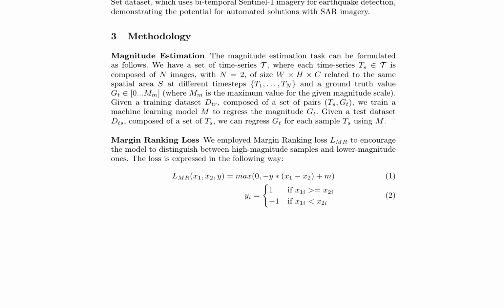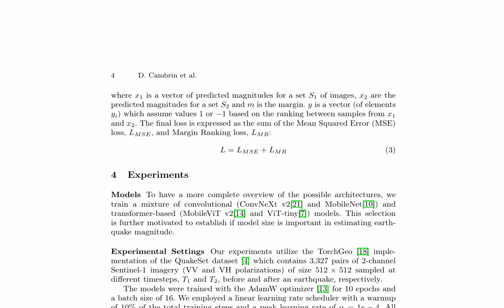The authors introduce a novel loss function, L, which combines mean squared error loss, L_MSE, and margin ranking loss, L_MR, to estimate earthquake magnitudes from Sentinel-1 imagery. The margin ranking loss, L_MR, is defined as the maximum margin between predicted magnitudes from two sets of images, S1 and S2, with a margin m. The final loss function, L, is a sum of L_MSE and L_MR.